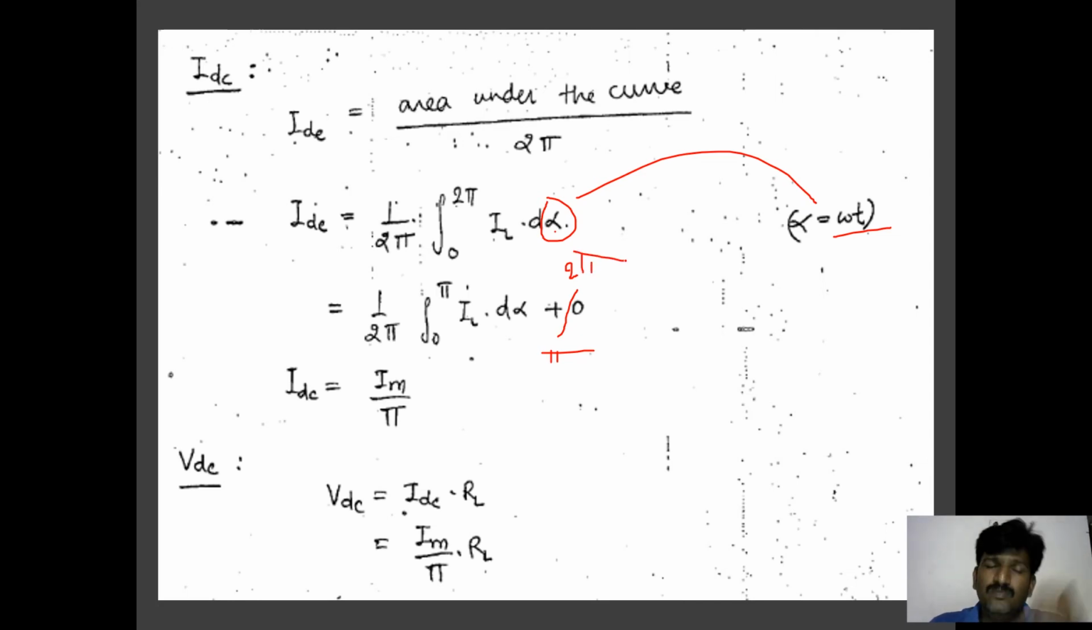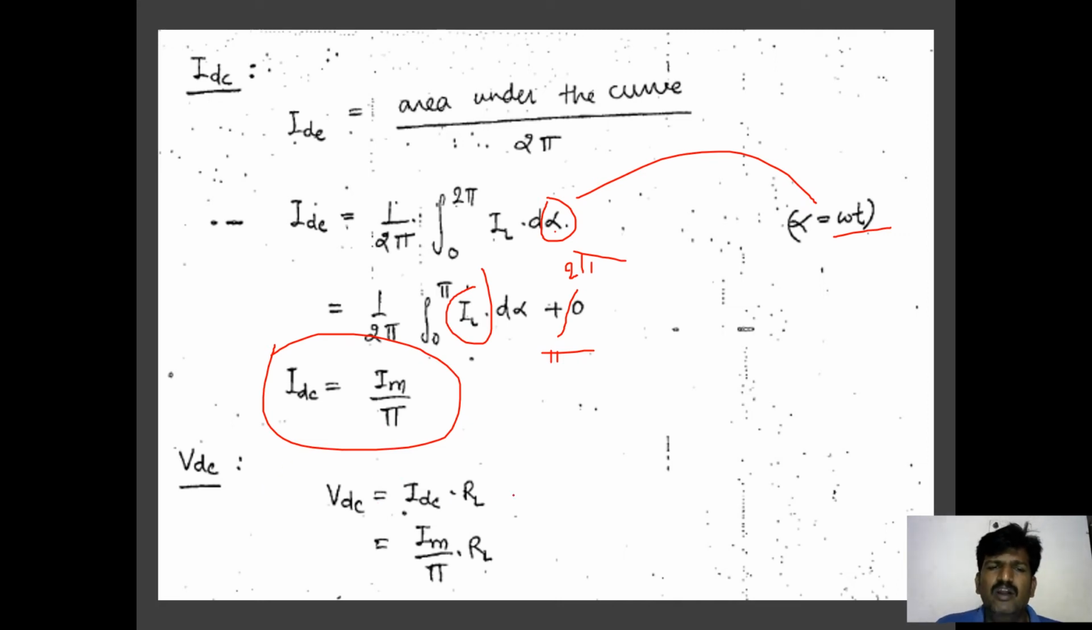In pi to 2 pi, there is no current passing through the load resistor because the diode is in open circuit. You have current through the load resistor only when the diode is forward biased. That is denoted as IDC equals Im by pi. Then VDC is equal to IDC into RL.